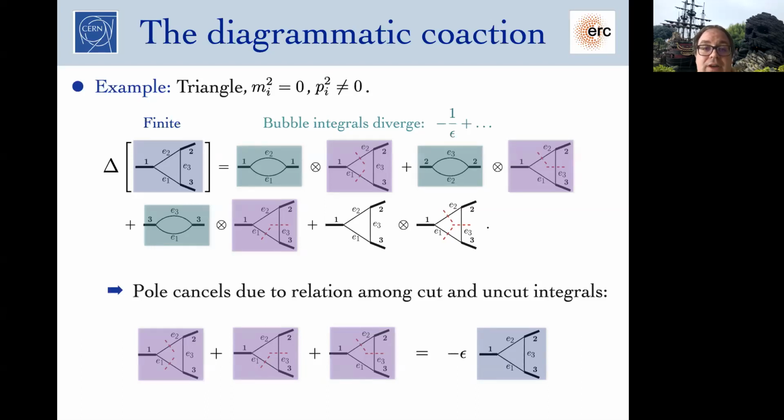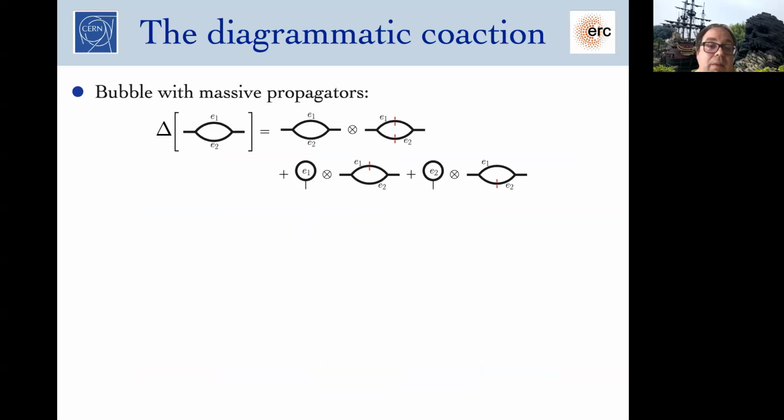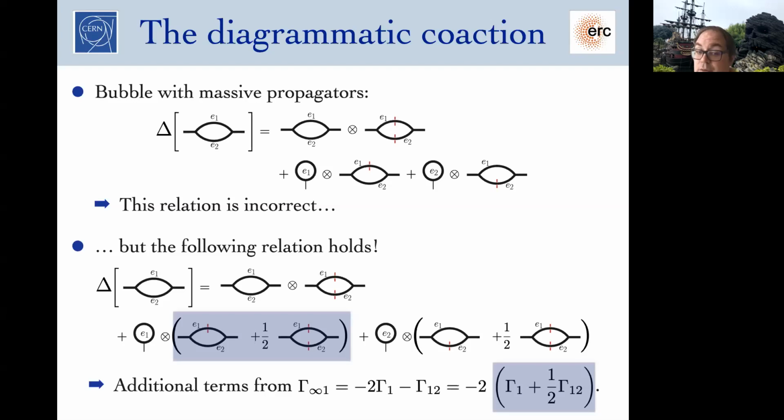Okay, so let's look at another example. This is simple. This is a bubble now with massive propagators. As we said before, you take now the bubble. So the bubble itself should come with the integral where you cut the 2 propagators that correspond to the bubble. You have the tadpole. Now you only cut 1 propagator, the one that corresponds to the tadpole, and the third one. This equation is wrong. However, if you play a bit, you realize that the following relation holds.